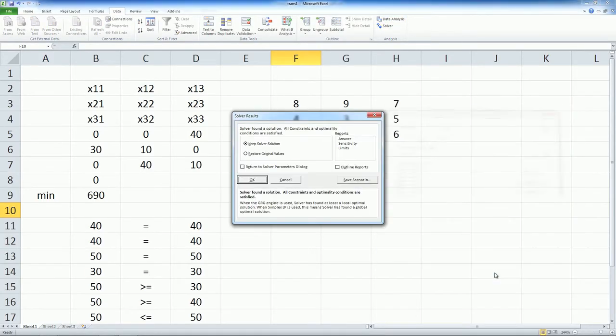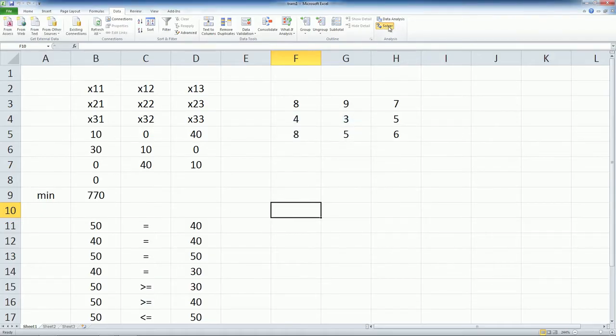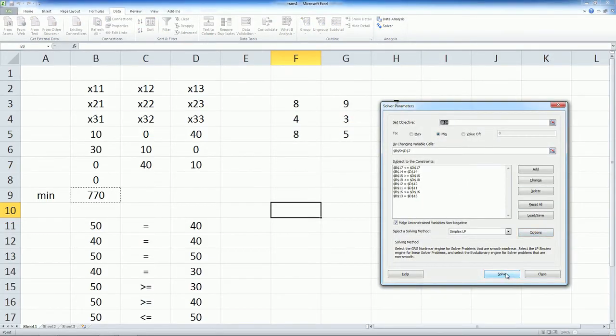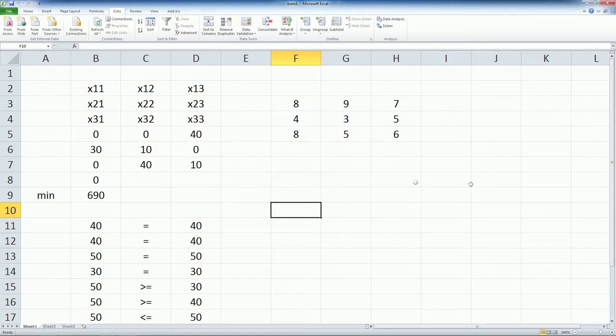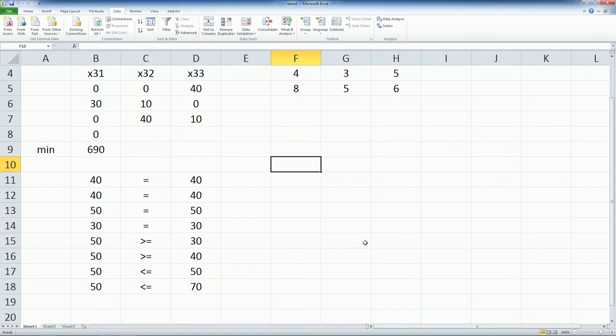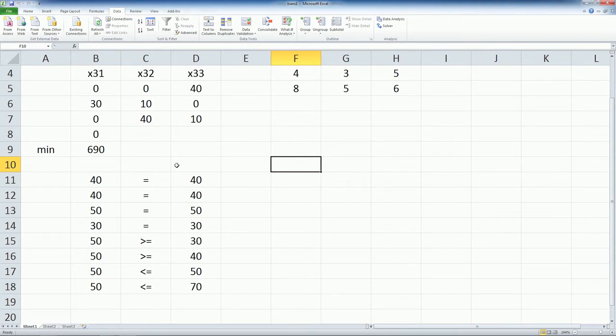So I am just solving it and finally get a solution with 690. So I solve it again, keep the solver solution. So I get 690. Now I realize that all the 40, 40 and 50 are transported. The first person gets exactly 30. Remember, the second person should get anything between 30 and 50. So the person is getting actually 50 here. You see 10 plus 40, 50.